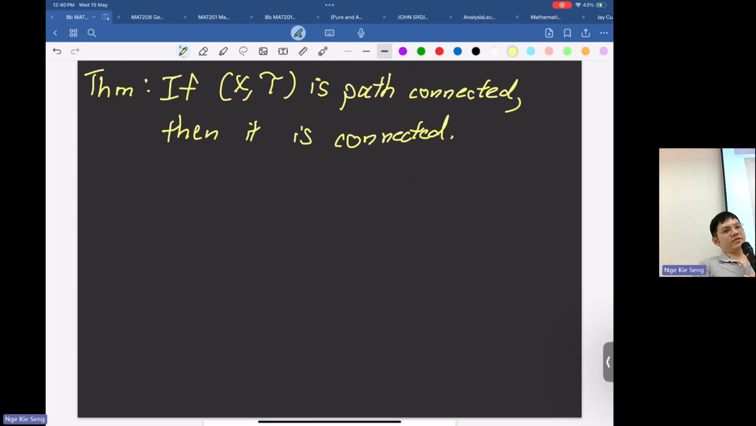Contradiction or contrapositive. Suppose it is not connected, then there's a separation. If it is a separation, what do you do?